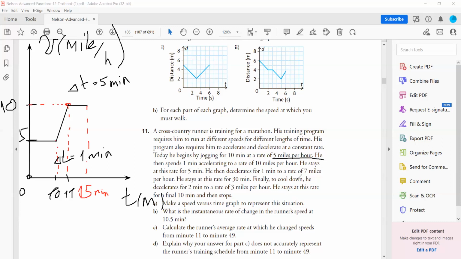He then decelerates for 1 minute to a rate of 7 miles per hour. Again, delta t equals 1 minute, and he decelerates to 7 miles per hour. Connecting these 2 points. Again, moment of time is 16 minutes, 1 minute after previous point. He decelerates to 7. Let's join those 2 points.